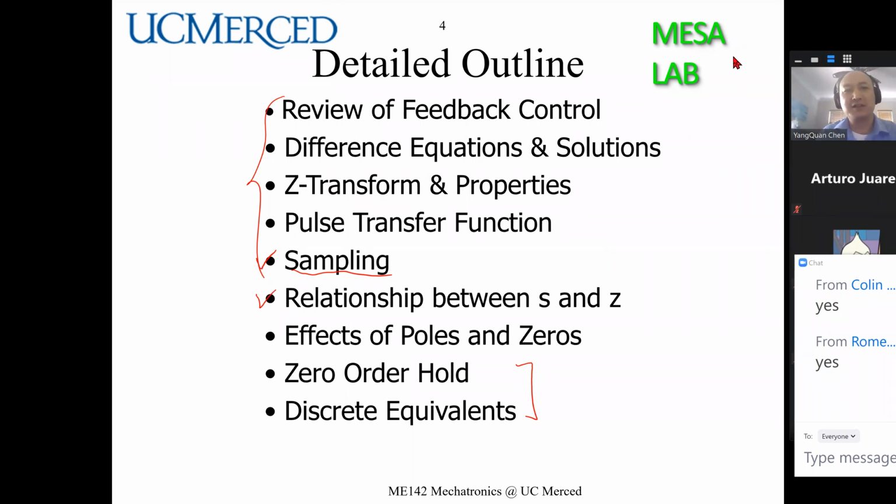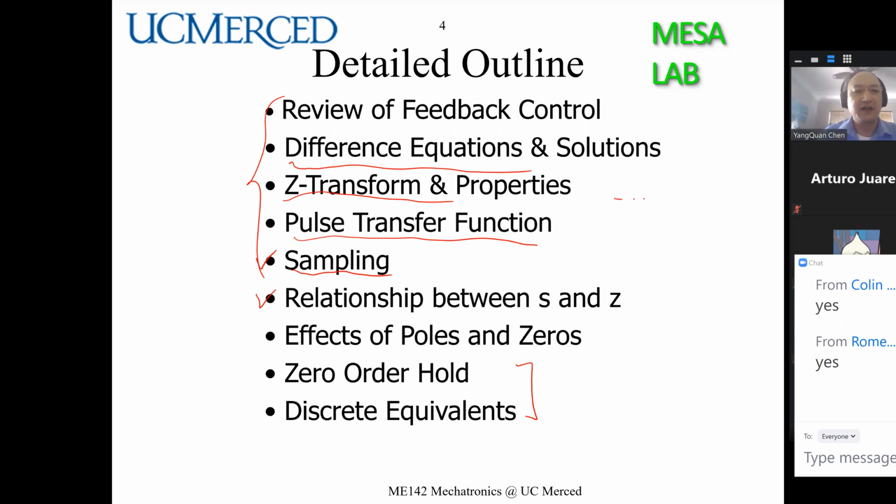So first, feedback control and talking about difference equation. Remember, we are not talking about differential equation, we're talking about difference equation and its solution. Then we know that for differential equation, we do a Laplace transform. We can convert that into an algebraic equation. Then we can solve the differential equation by using Laplace transform. There's something parallel, called Z transform, that we are going to learn.